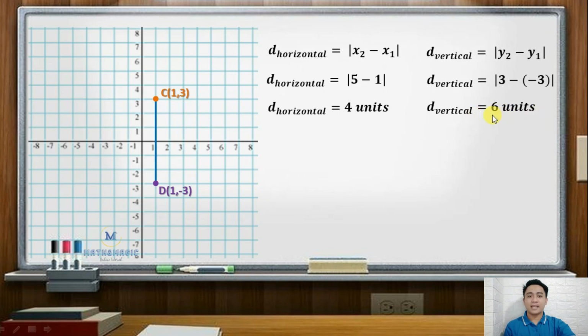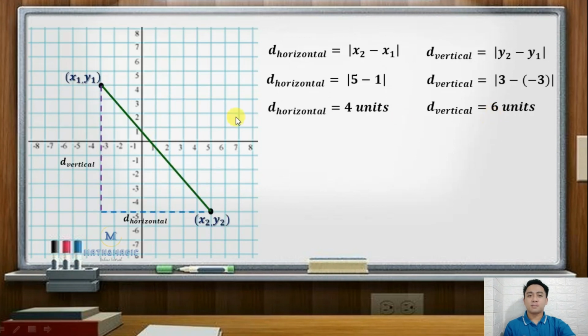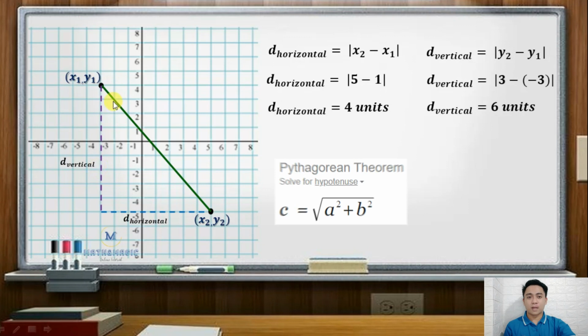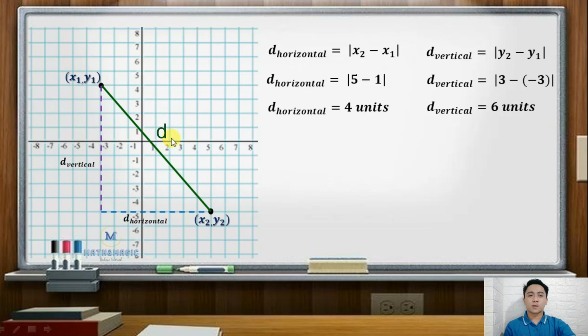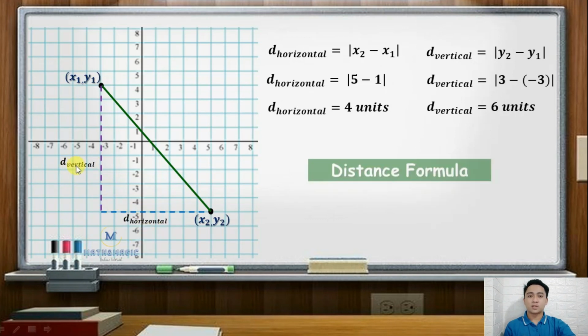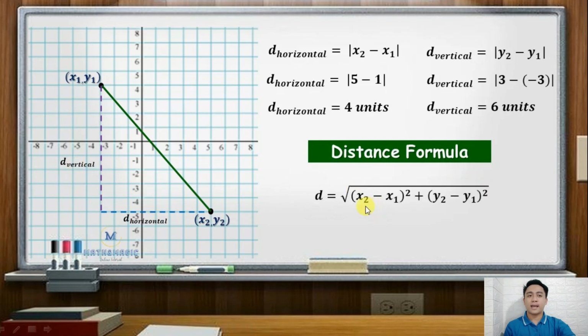Now talking about a line that is diagonal, to determine the distance between two points, we will use the concepts about vertical distance, horizontal distance, and Pythagorean theorem. Here, we will set D to be the distance between the two points, whose coordinates are (x1, y1) and (x2, y2), forming a right triangle whose side lengths are the formulae for the horizontal and vertical distance. D will be equal to the square root of the square of quantity x2 minus x1 plus the square of quantity y2 minus y1.